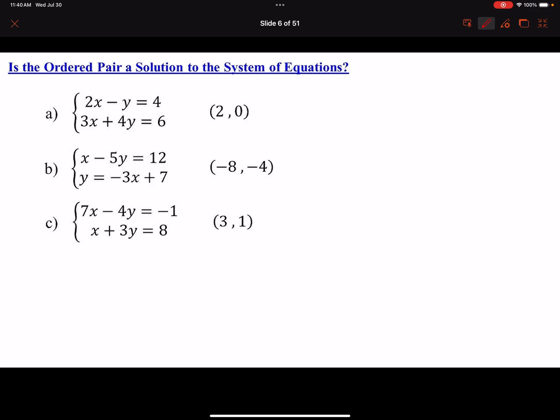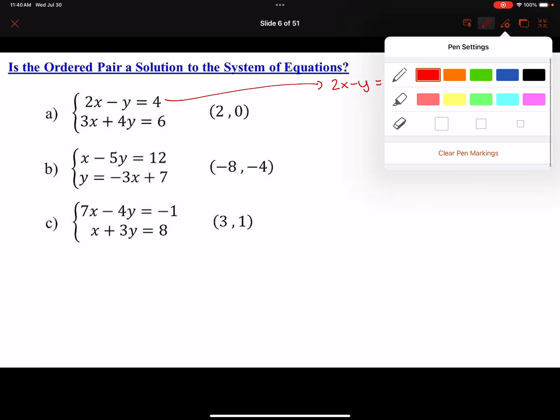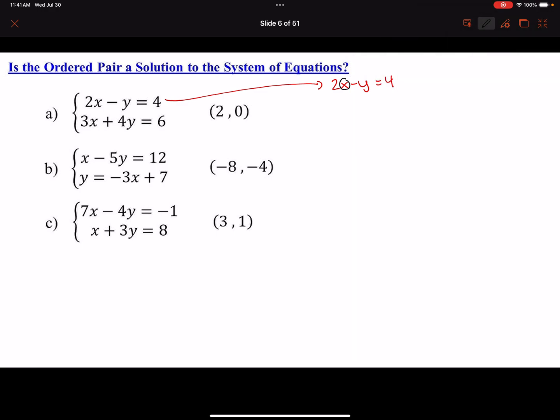Okay, I'm going to show how we get the solution. So starting with this first equation, 2x minus y equals 4. I am going to replace x with 2, because that's what I have, and y with 0. Everything else stays the same. So 2 times 2 minus 0 equals 4. Well, 2 times 2 is 4, minus 0 equals 4. 4 minus 0 is 4, so that's great.